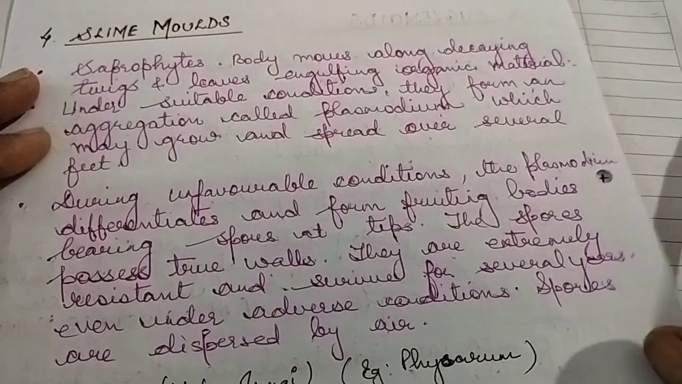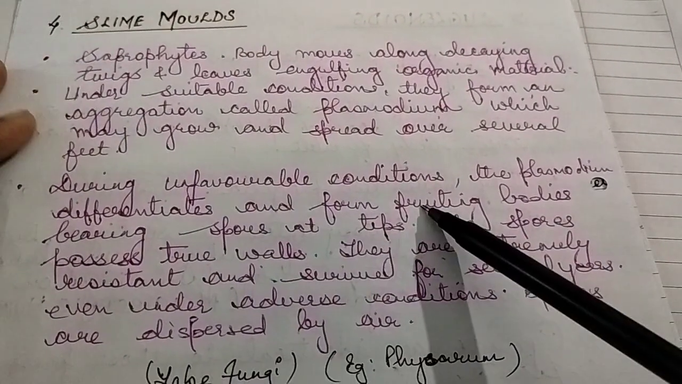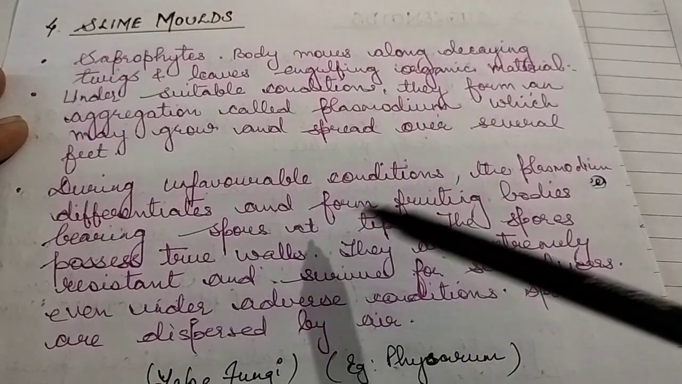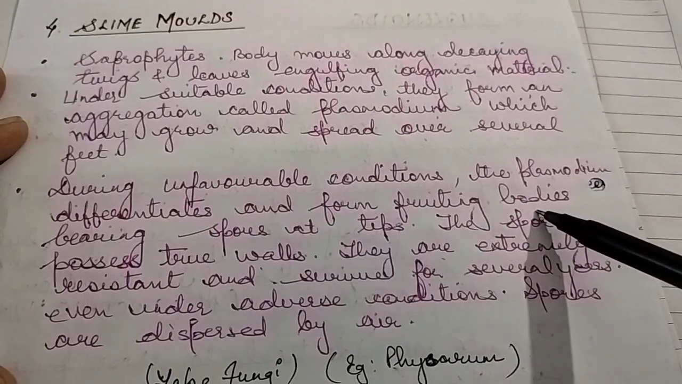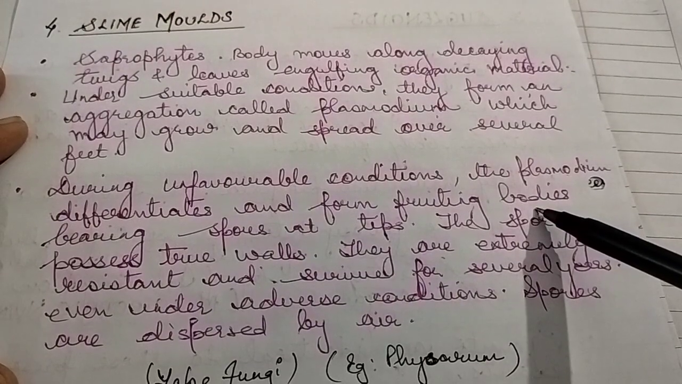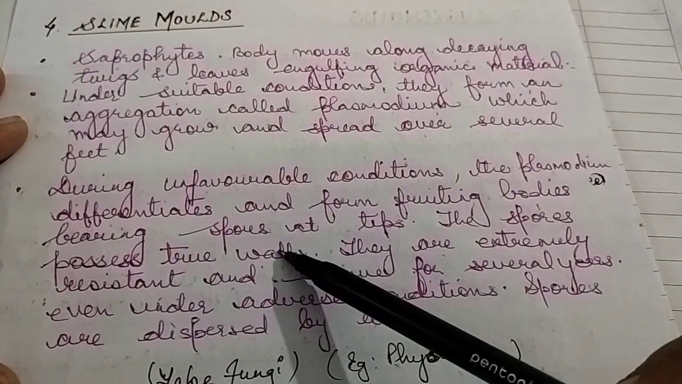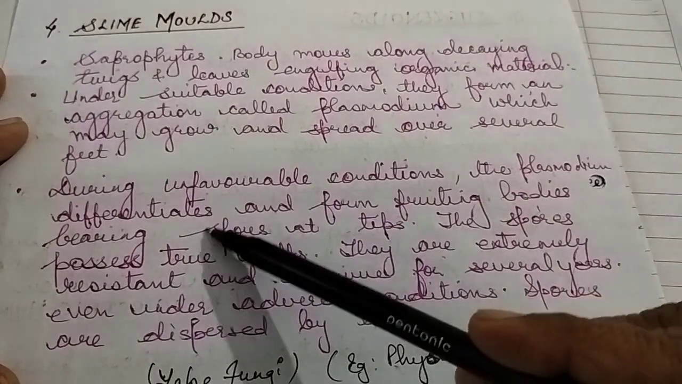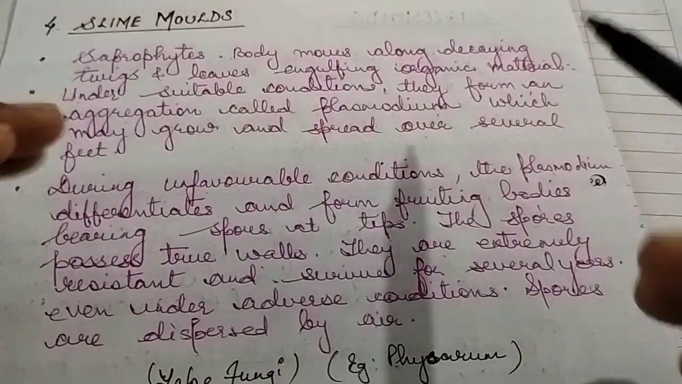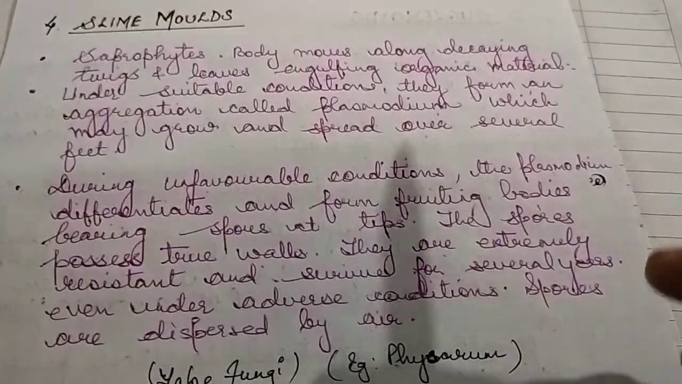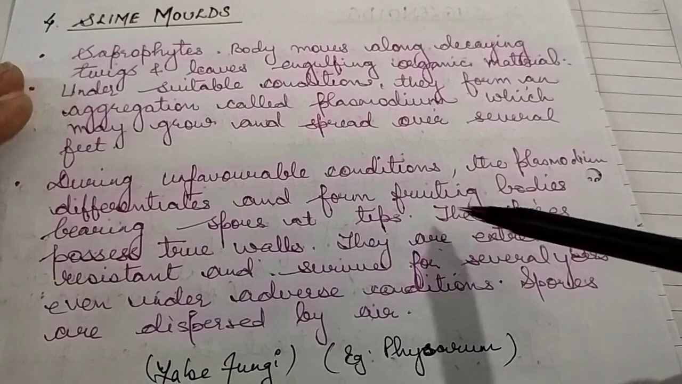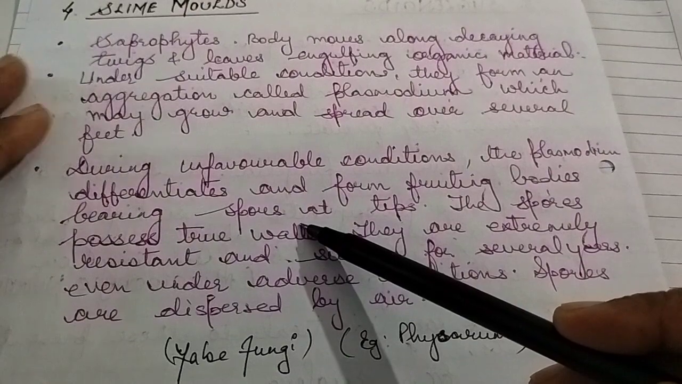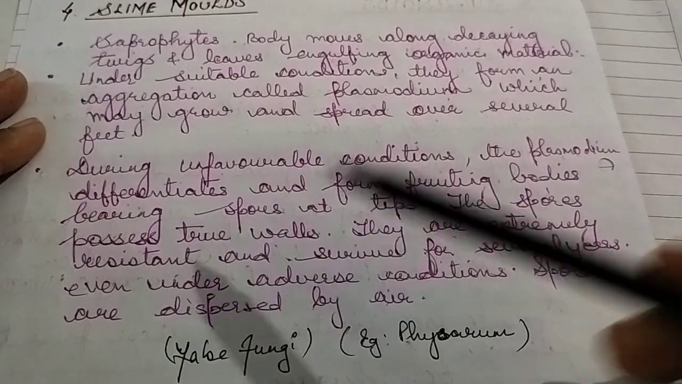Then next character, during unfavorable conditions, the plasmodium differentiates and forms fruiting bodies. Now here, what are fruiting bodies? Fruiting bodies bear spores. Okay. During unfavorable conditions, plasmodium differentiates. The molds start segregating. And what do they form? They form fruiting bodies, some structures which bear spores. They form spores in unfavorable conditions.